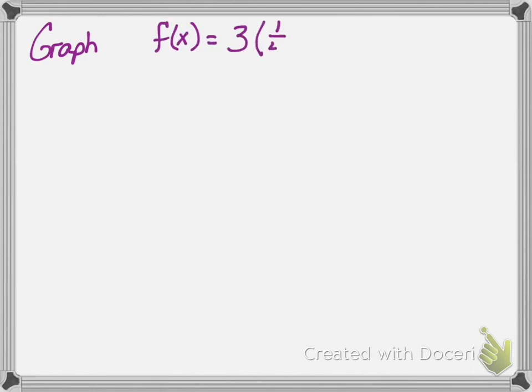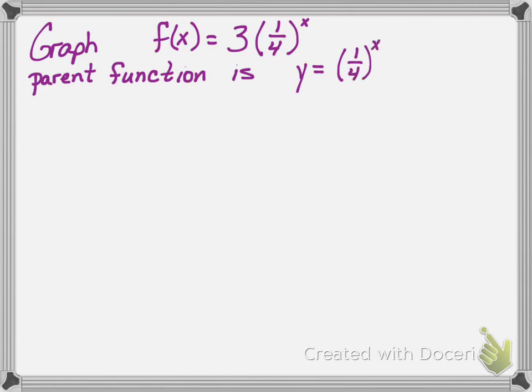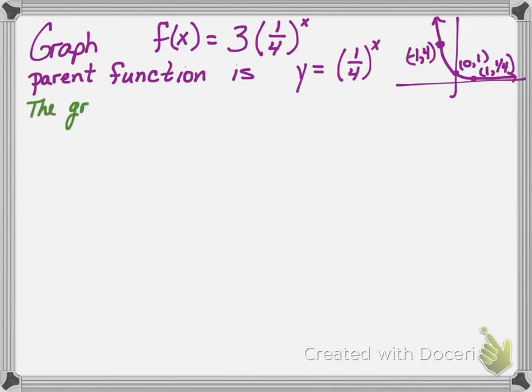Doing one last example together, let's graph f of x equals 3 times 1/4 to the x power. My parent function starts off with y equals 1/4 to the x. And this is a decreasing exponential function, passes through the points 0, 1, 1, 1/4, and -1, 4. The horizontal asymptote is y equals 0.